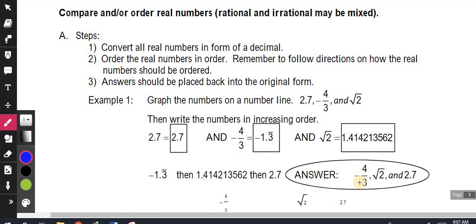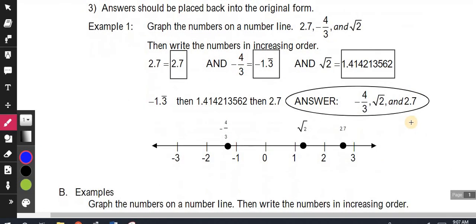So if we put them in order from smallest to largest, or in increasing order, we're then going to take these values and place them where they would belong on a number line. So negative 4/3 is our decimal representation of negative 1.3 repeating. So that's going to be happening between negative 1 and negative 2. We're going to go about 1/3 of the way between our negative 1 and negative 2, and that's where we'll place our negative 4/3.